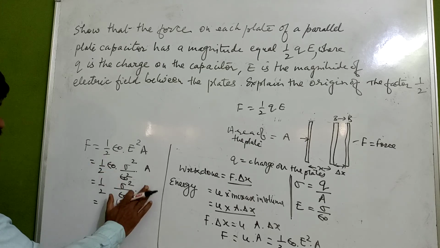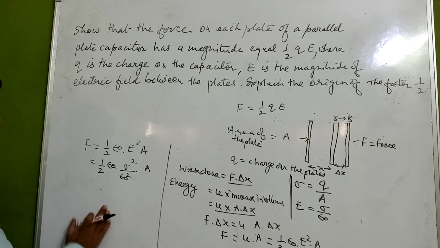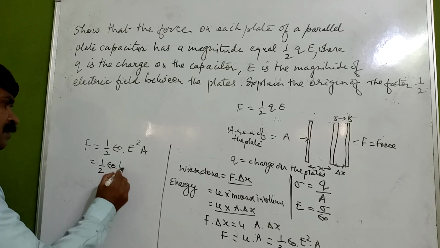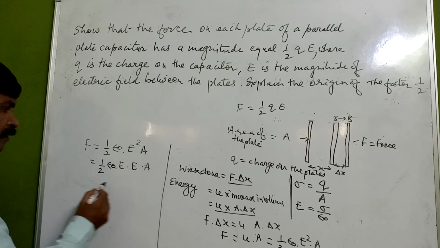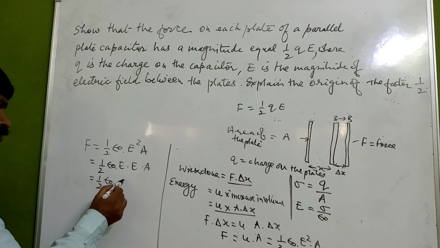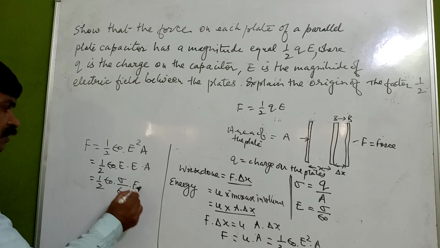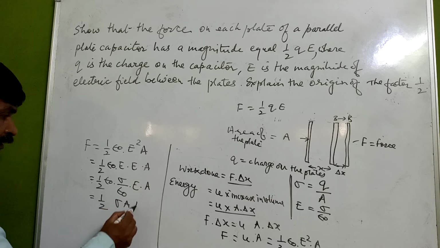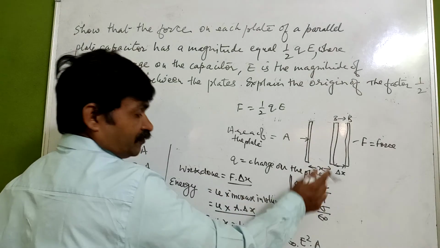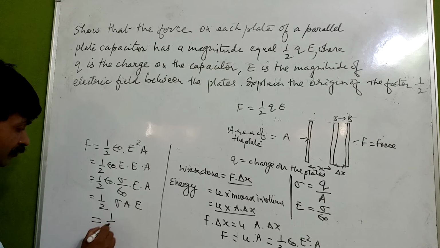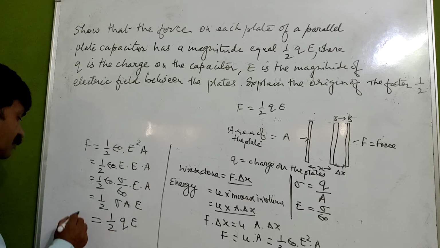So instead of doing this, we can go in a different way, because what we want to know is the relationship with E. So instead of this, we can take it like this: E into A. Okay. So 1 upon 2 E, what we are having? Sigma upon epsilon naught. So sigma upon epsilon naught into E into A. Okay. So here what we are getting? 1 upon 2 sigma into A into E, because we want to know the value of Q. We need to have the value of Q. Okay. So here what we are getting? 1 upon 2 Q times E, which is the force which we are getting.